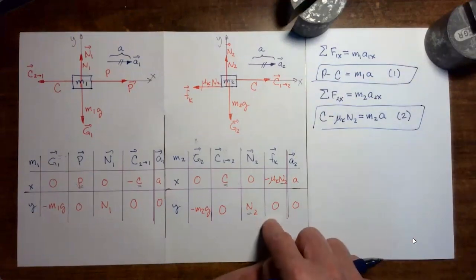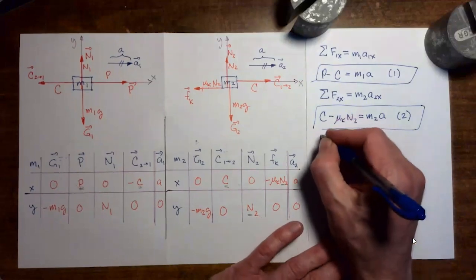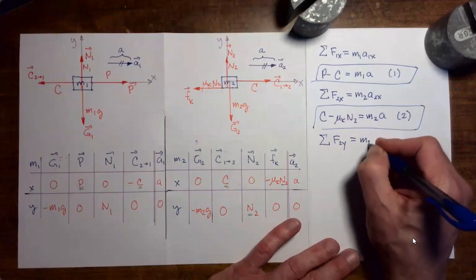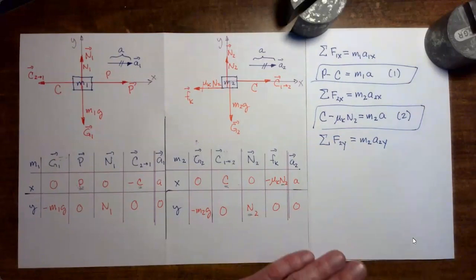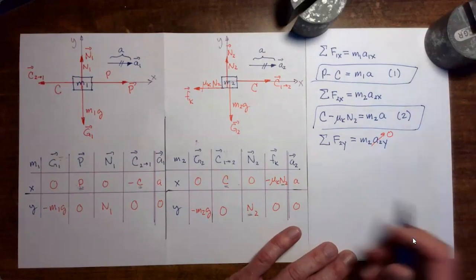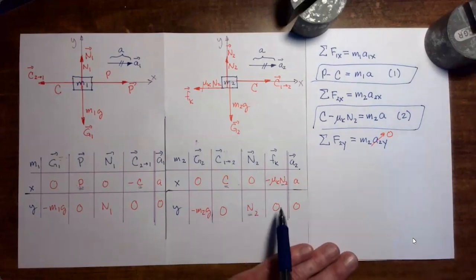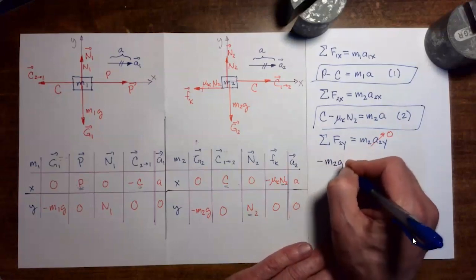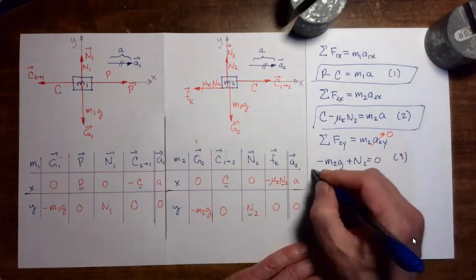And then the third equation we need is the y equation for mass 2. So we have the sum of the y components of the forces acting on 2 equals mass 2 times the y component of the acceleration of 2. The y component of the acceleration of 2 is 0. So on the left here, we just need to add up the y components of the forces acting on mass 2. Thus, minus m2g plus N2 equals 0. This would be equation 3.